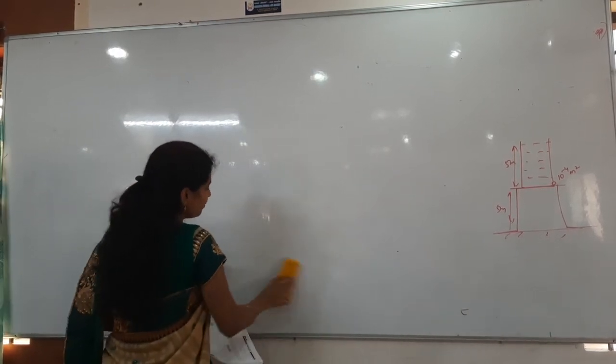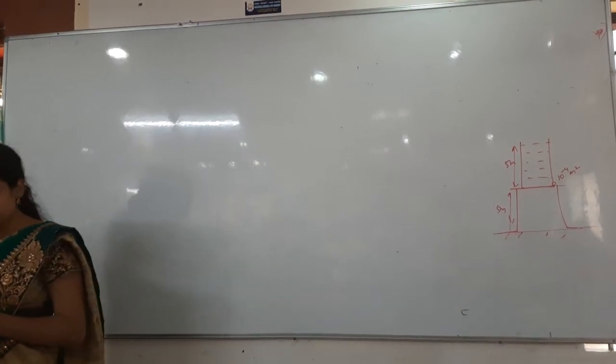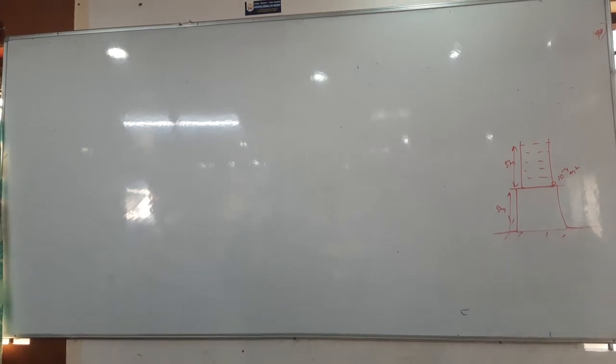Then in that, first question, find the speed with which water flows out from the orifice. Next question, the initial speed with which water strikes the ground.